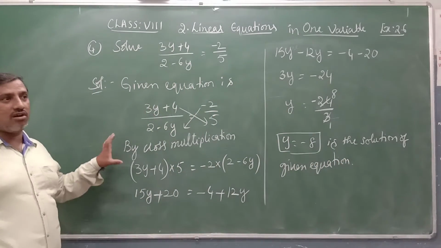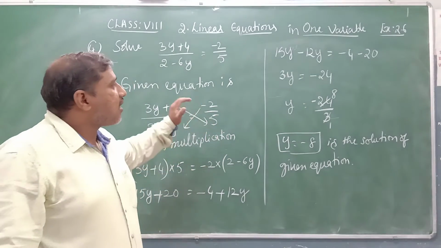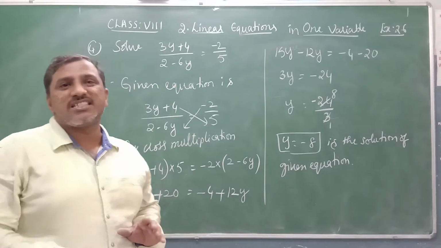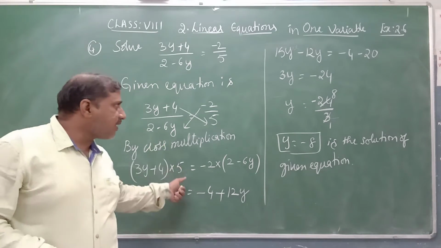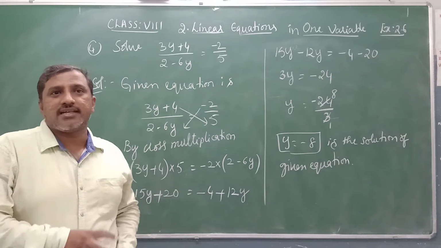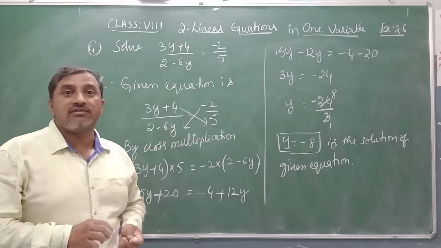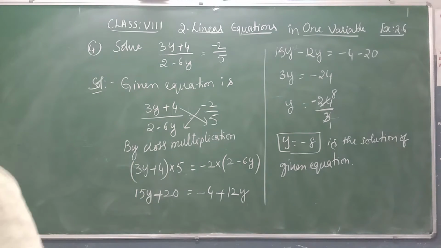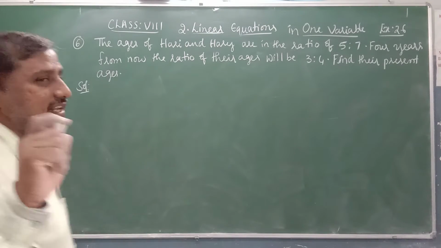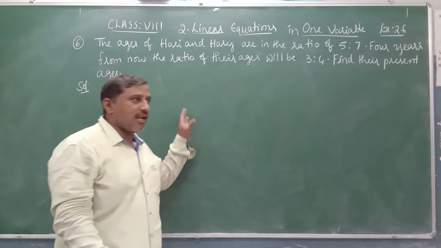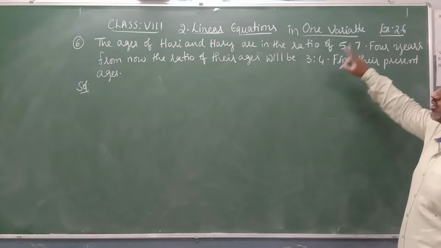So like this we will solve the equations which are not in the linear form. We solve these equations by cross multiplication and by transposing the variables to one side and constants to the other side. Is it clear, children? Now we will discuss some applications of this kind of equations, that is the word problems. Exercise number 2.6, question number 6.